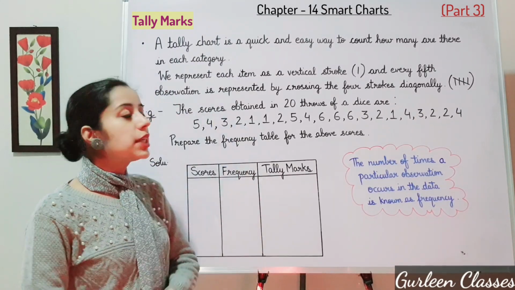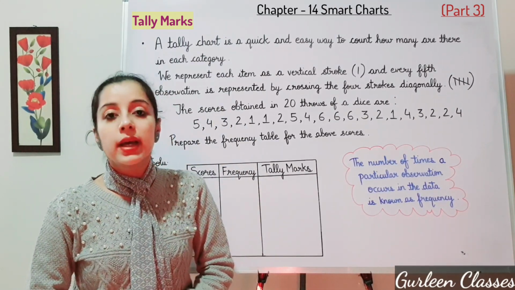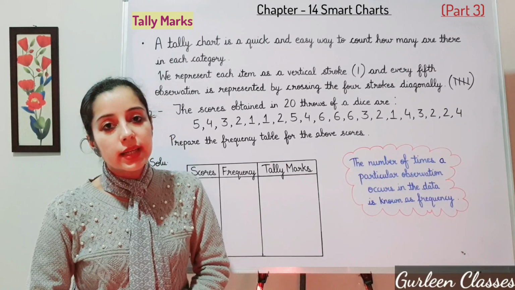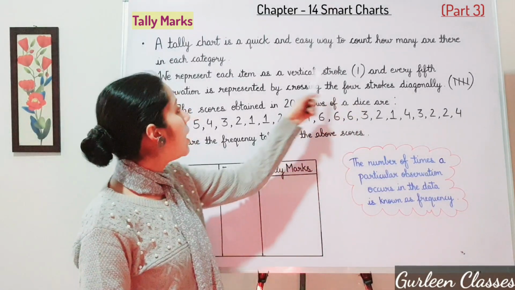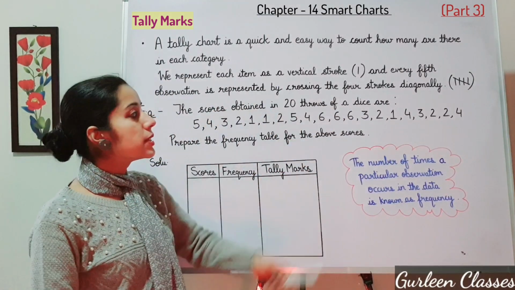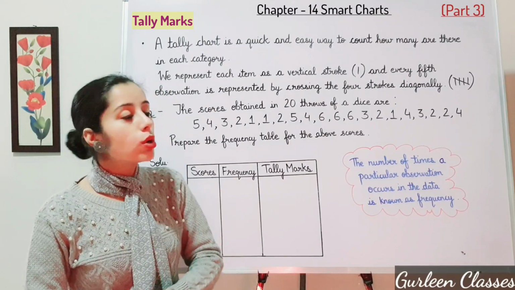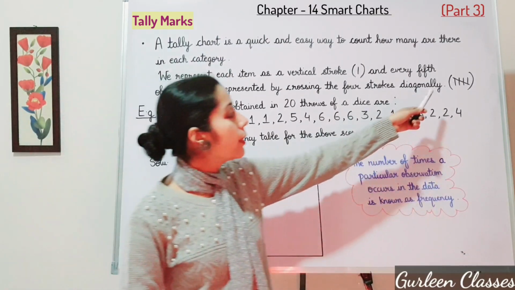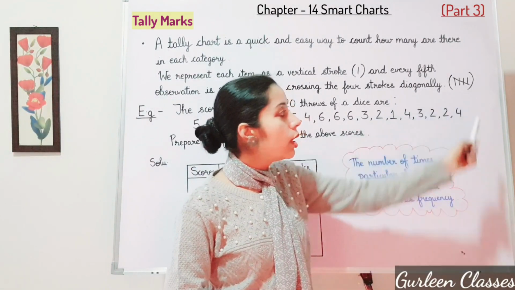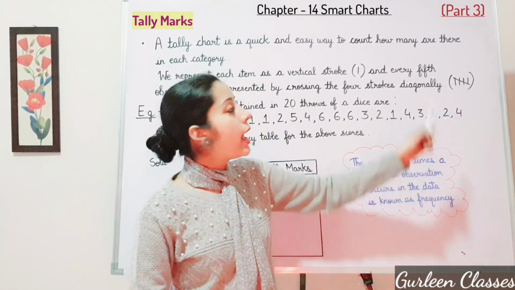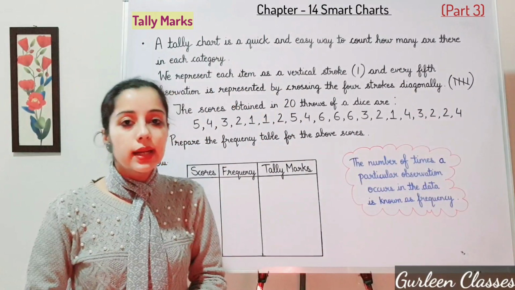We represent each item as a vertical stroke, and every fifth observation is represented by crossing the 4 strokes diagonally. So here you can see 1, 2, 3, 4 strokes are vertical and the 5th stroke will be diagonal.